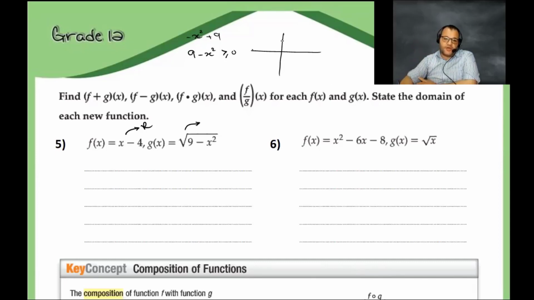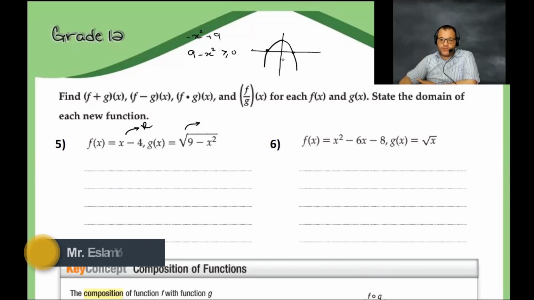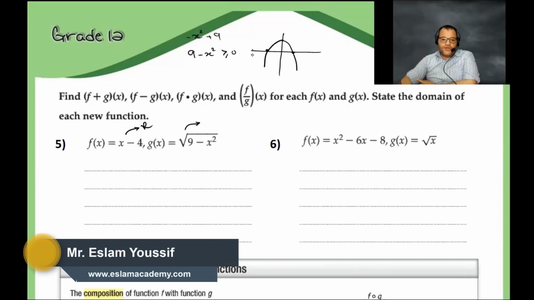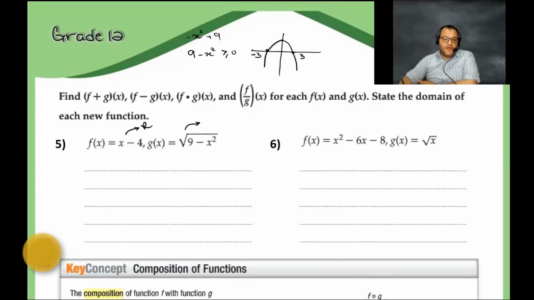So 9 units up, it will open downward, and it will intersect the x-axis at 2 points. What is the value of the 2 points? Negative 3 and positive 3. How do we find it? By using factorization. It will be 3 minus x times 3 plus x is equal to 0. From the first one, x equals 3. From the second one, x equals negative 3. So those are the points of intersection, the two values which make the equation equal to 0.